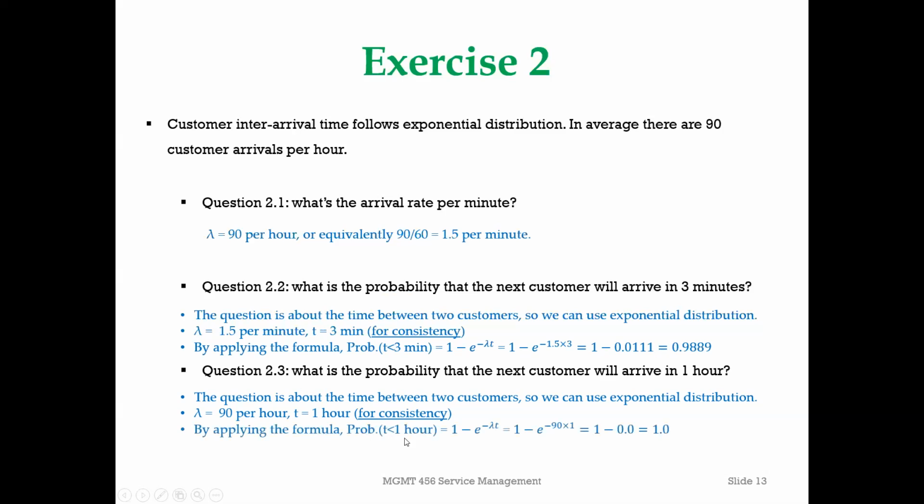Then we can apply the formula, how likely the inter-arrival time is less than 1 hour. So less than 1 hour, this is the formula to use. Plug in the right value for both lambda and t. You do the math. This term is very, very small. You can almost ignore it. That's why we got 1.0. It's almost 100% probability that the next customer will arrive in 1 hour.